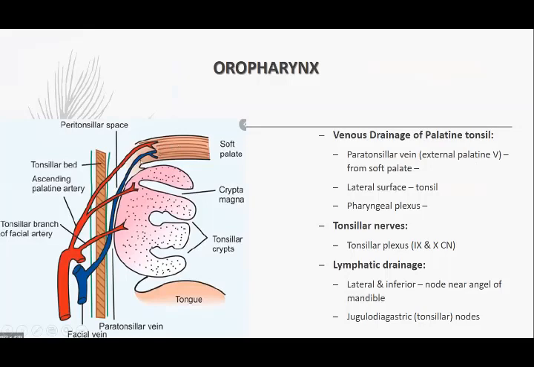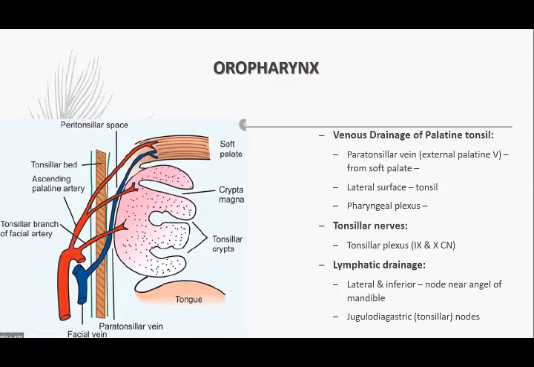It starts from the soft palate, runs on the lateral side of the tonsil, and then pierces the muscles and fascia of the pharynx and ends in the pharyngeal plexus, which is lying on the surface of the pharyngeal muscles, mainly the middle constrictor muscle of the pharynx. Okay, so इसको paratonsillar या external tonsillar, the external palatine vein भी कहते हैं, and this is the usual source of hemorrhage. Blood vessels, arteries से भी damage हो सकता है, लेकिन it is basically this source.